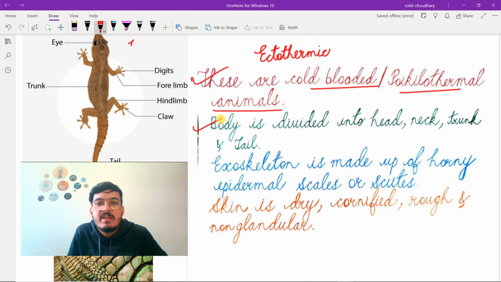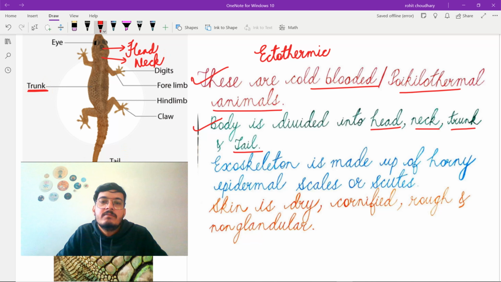The next feature is the body is divided into head, neck, trunk and tail. As we can see in this picture, here lies the head. Here is the neck. Here is the trunk and here is the tail.